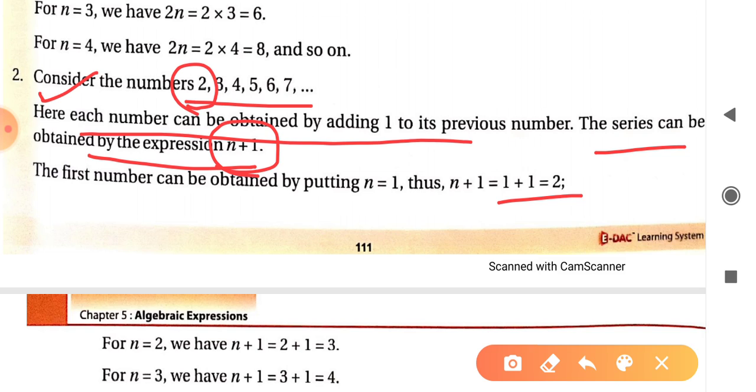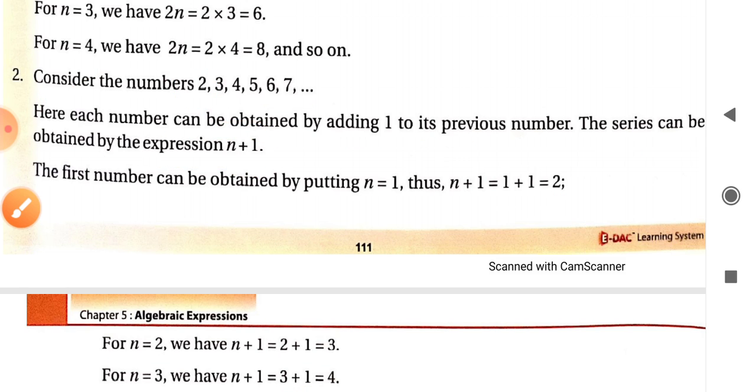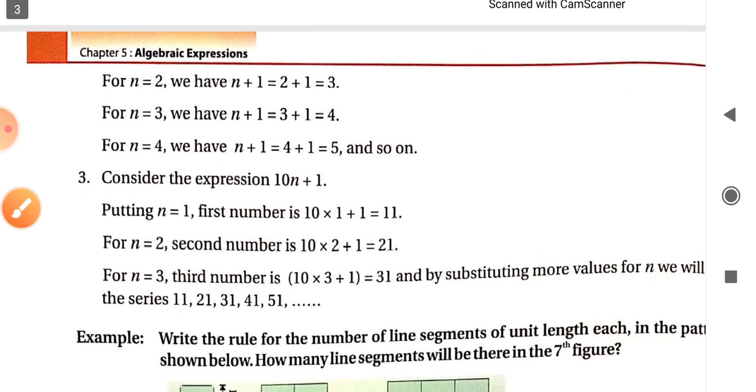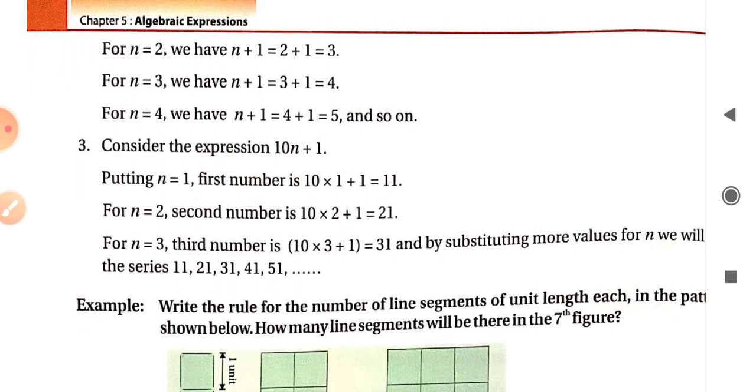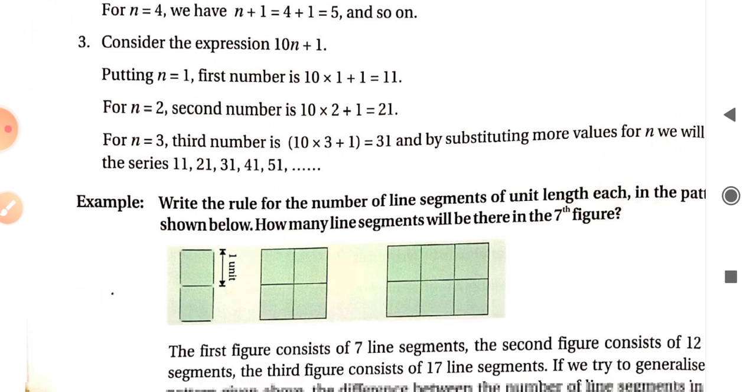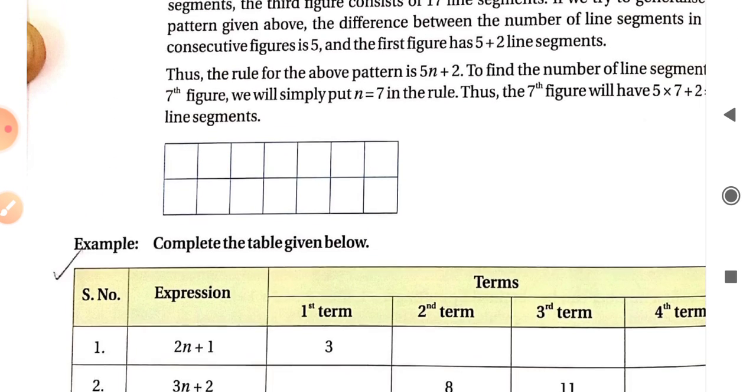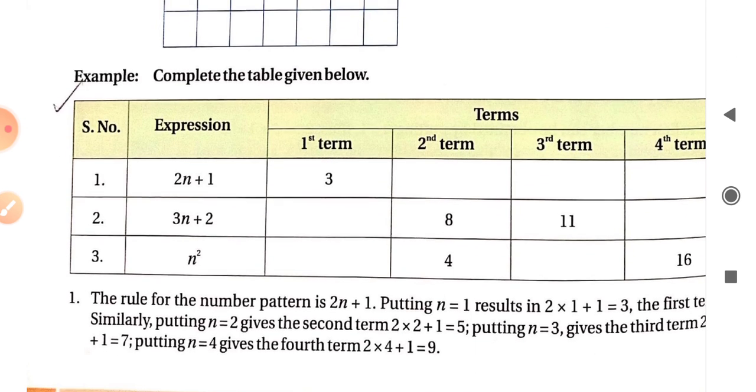Then to find the second term, we put n equal to 2. Then it is 2 plus 1 is equal to 3. So the second term is 3. To find the third term, we put n equal to 3, and it will be 3 plus 1 is equal to 4. So 4 is the third term. Similarly, we can find any term by putting the value of n in the given expression.